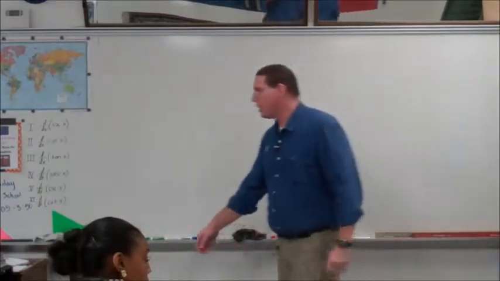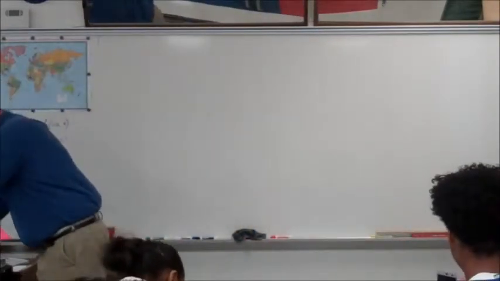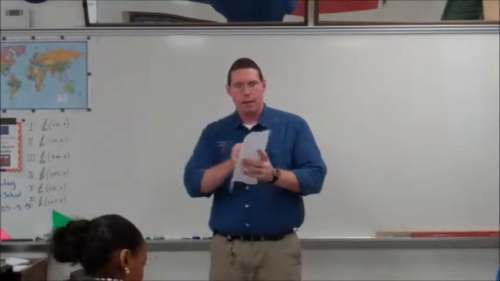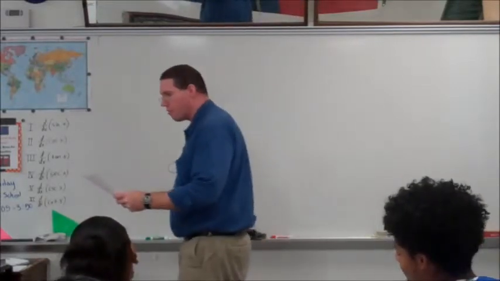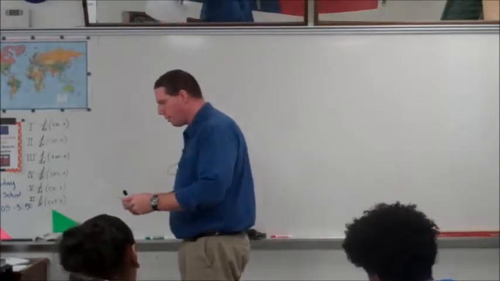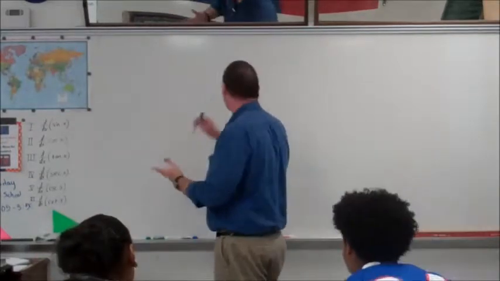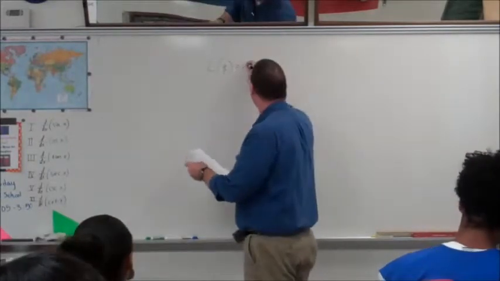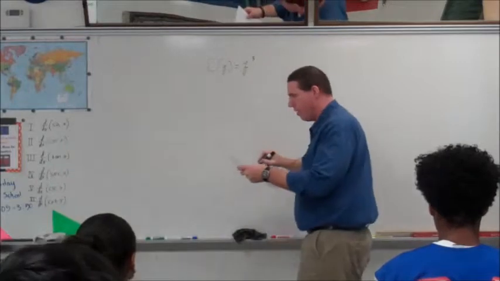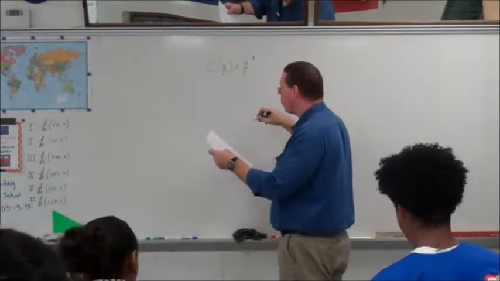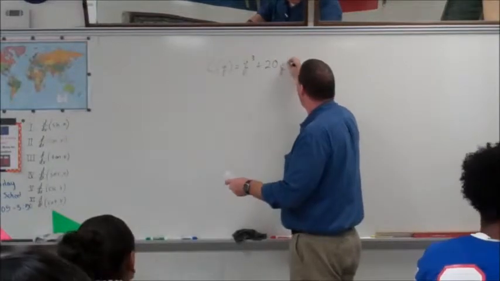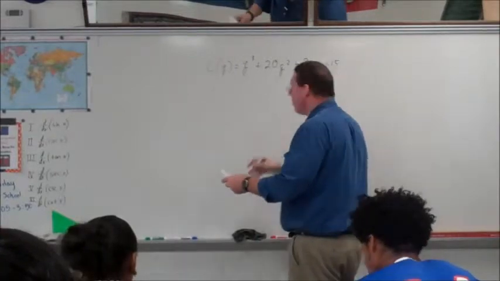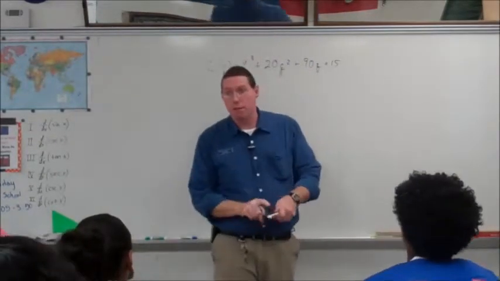Okay, so on that sheet I gave you, it's this sheet, 3.4 economics, right? The first thing says, if the cost of manufacturing Q items is C of Q, where Q is the quantity, C of Q is equal to Q cubed plus 20 Q squared plus 90Q plus 15, okay? This is the cost.